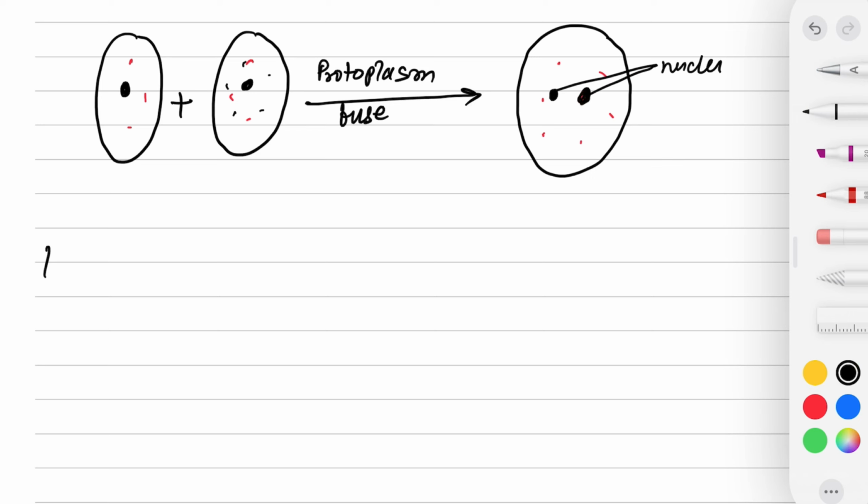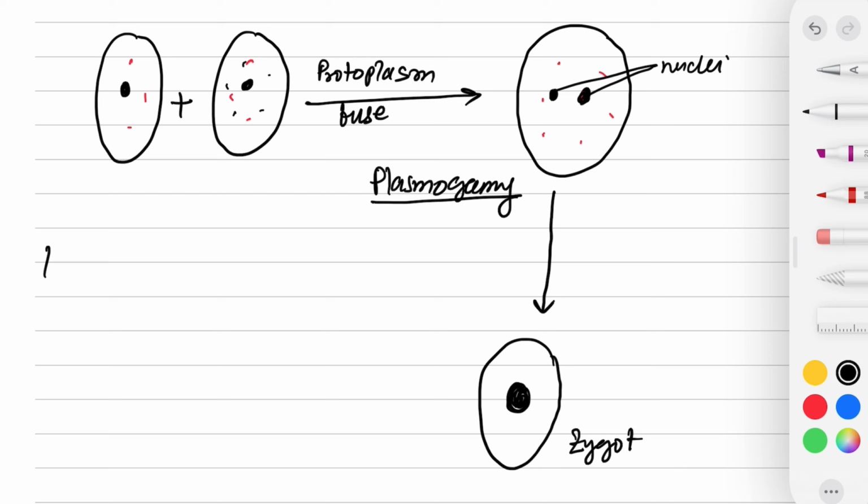After some time, both the nuclei fuse to form a single nucleus, called the zygote nucleus. Now this step is called karyogamy.